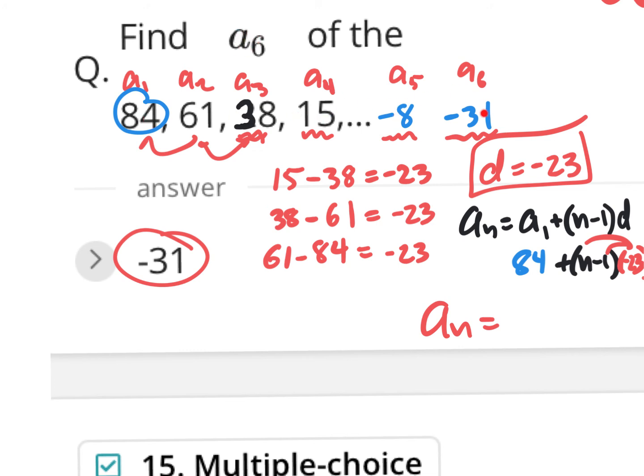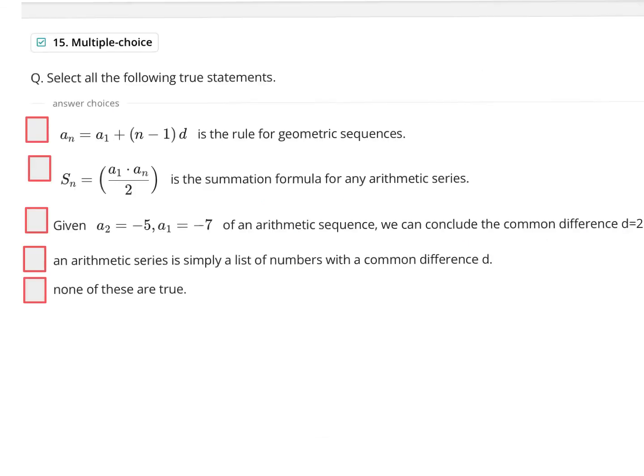You're only 2 spaces away. Just use that common difference of subtracting 23, subtracting 23, subtracting 23, subtract 23, you get this, subtract 23, you get that. That's your 6th term. There's your answer. Moving on.